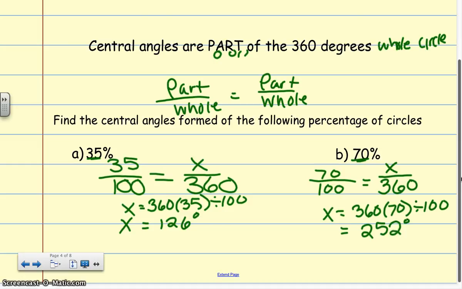So that's the way to find a central angle. Again, to recap, what I did was find out the percentage. And I want to do part is to whole as part is to whole. If I'm given a percentage, percentage is a part of 100, so I created that proportion. My central angle is part of my total degree measure of 360.